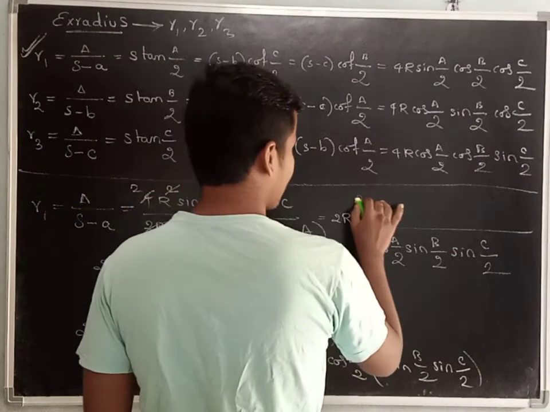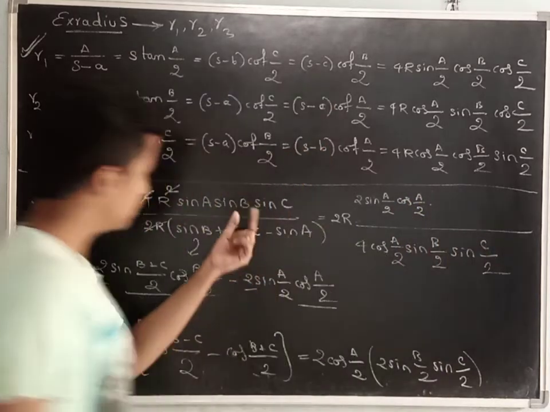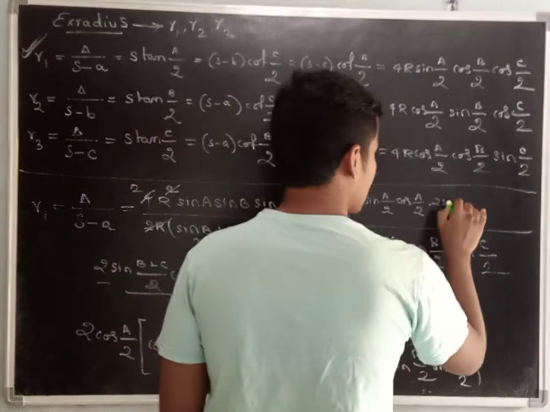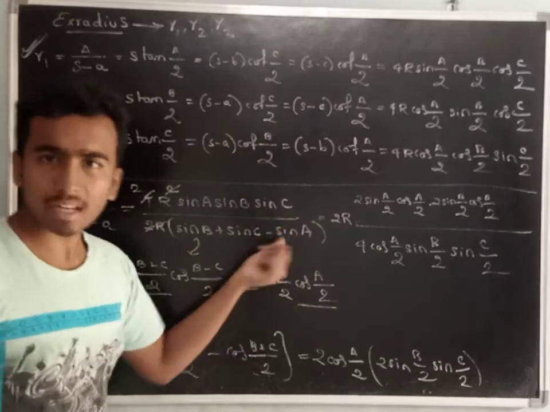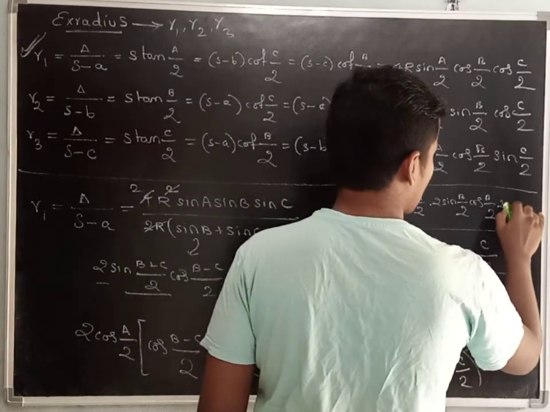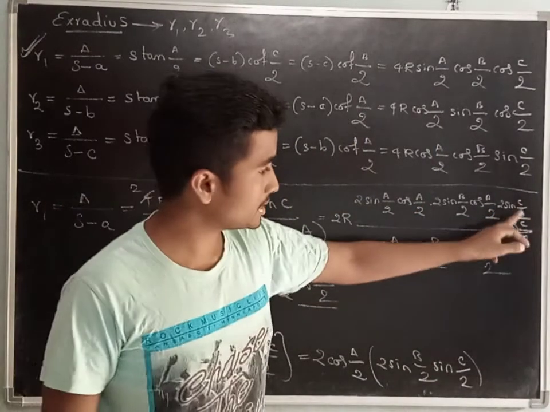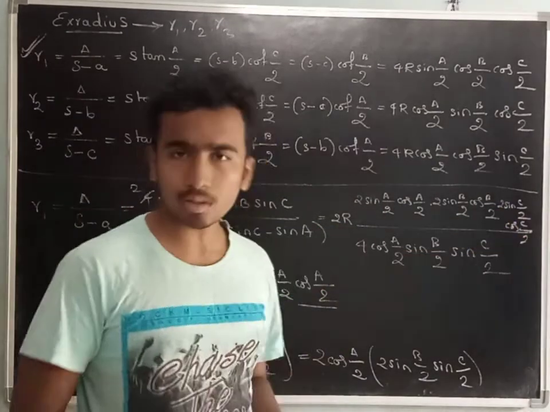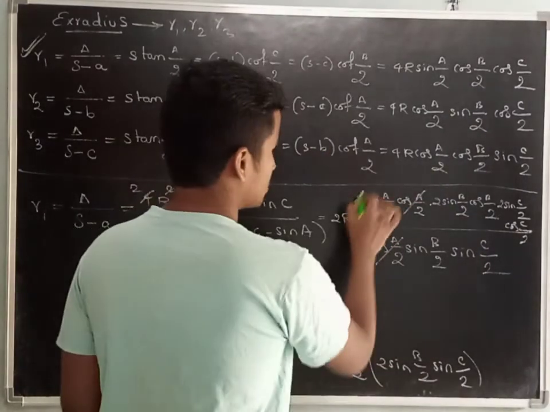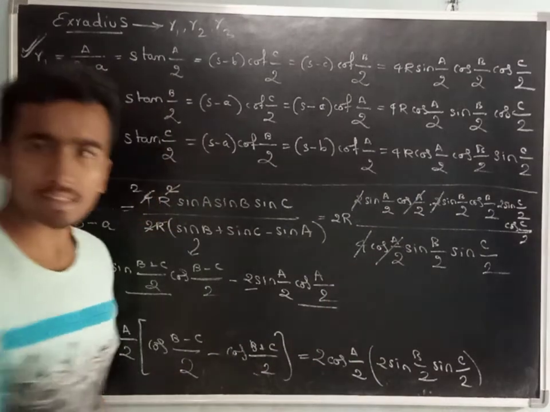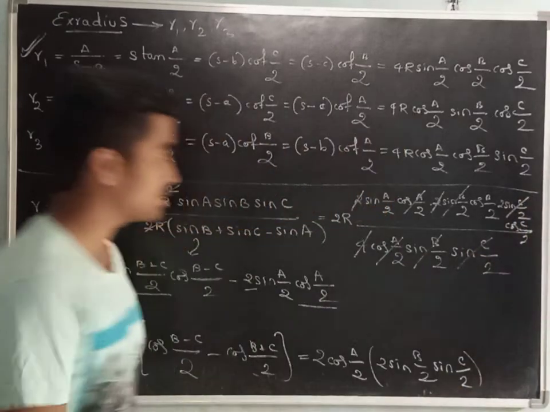Sine a can be written as 2 sine a/2 cos a/2, and sine b can be written as 2 sine b/2 cos b/2, and sine c can be written as 2 sine c/2 cos c/2. Cos a/2 gets cancelled. 2, 2, 4 gets cancelled. Sine b/2 gets cancelled. Sine c/2 gets cancelled.